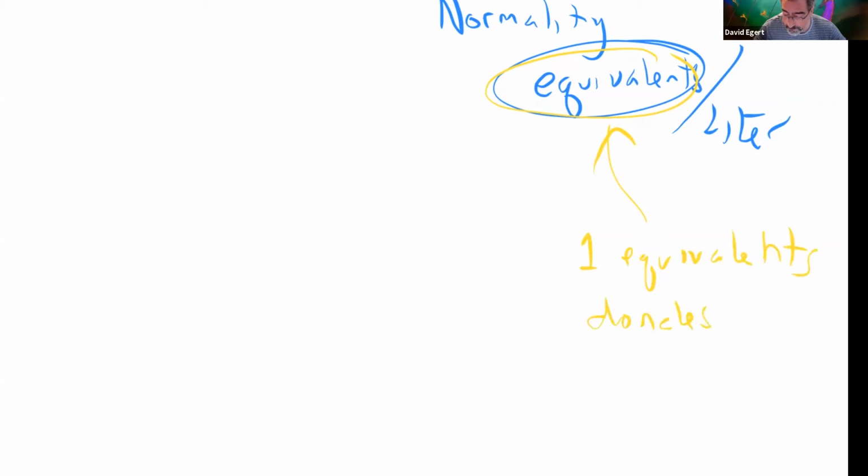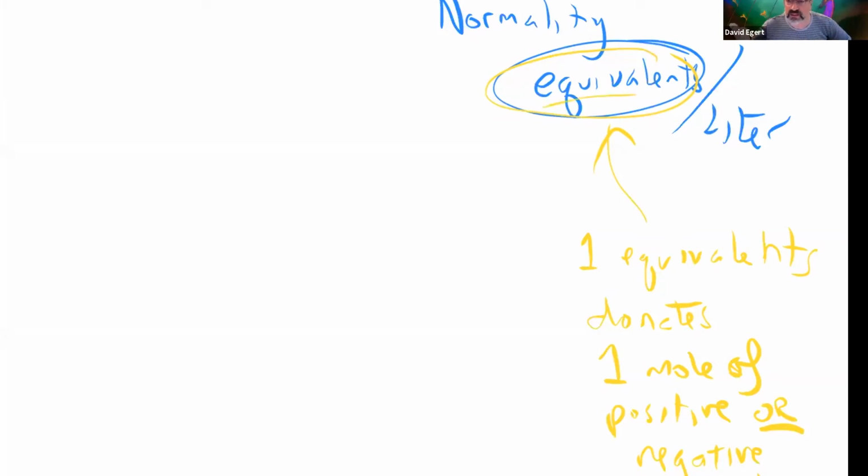One equivalent donates 1 mole of positive or negative charge. Normality is used often in specifying the concentration of acids and bases and stuff like that. It's also used, part of the reason I want you to know what equivalents are is if you're looking at the specification of dialyzing fluid for dialysis, they'll talk about milliequivalents per liter of sodium in the solution.